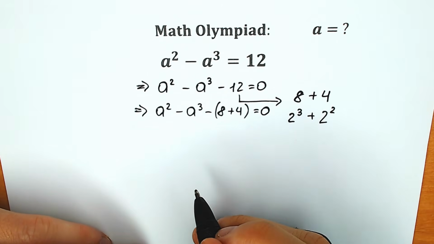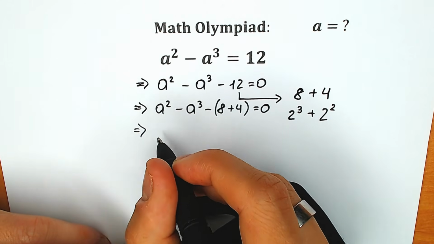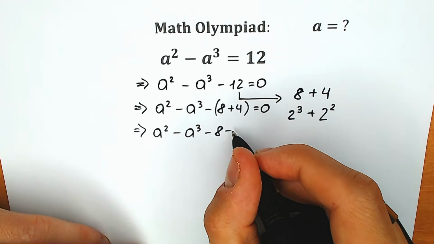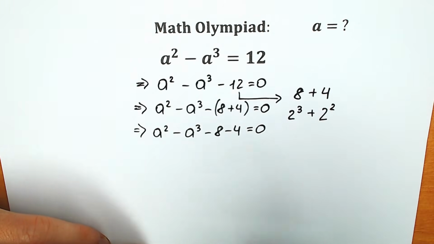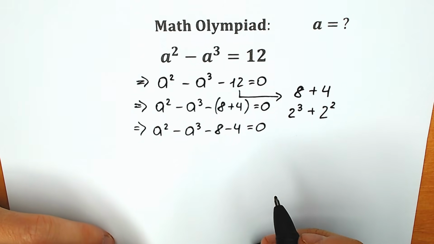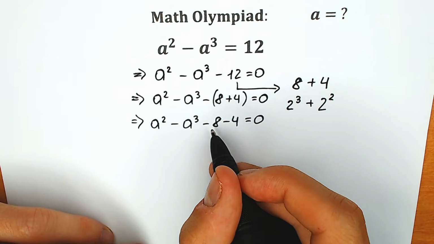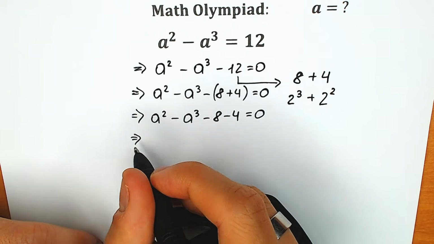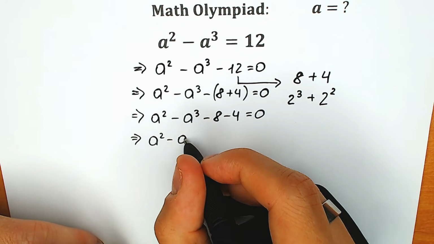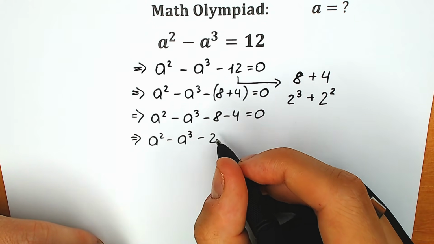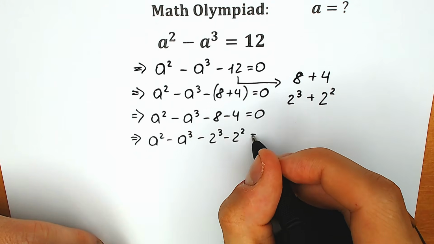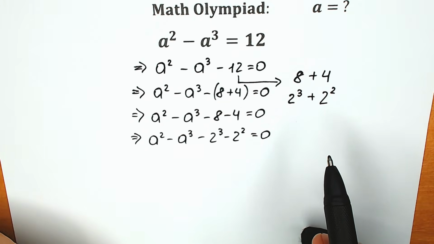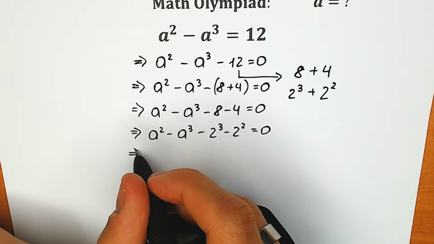Right now let's open our parentheses. So we have a square minus a cube minus 8 and minus 4 equals 0. I really hope you understand it. Right now, as I said before, we're going to express this 8 as 2 cubed and this 4 as 2 squared. So as a result, we have a square minus a cube minus 2 cube and minus 2 square. So we change nothing. Basically, if we go back through these lines, we have the same expression as in the beginning.